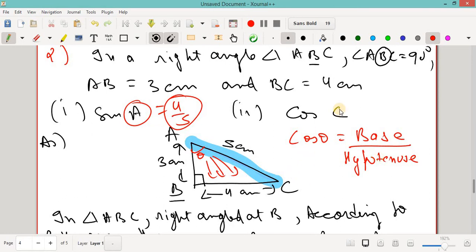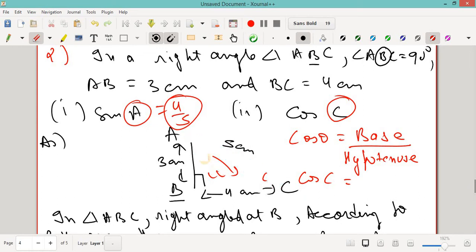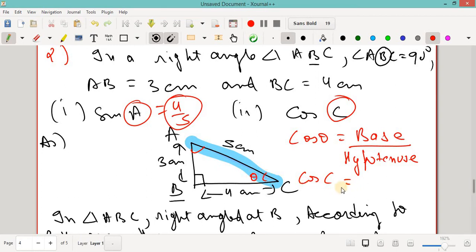Now what is theta? In this case theta is your C, so we are going to write cos C. Let me rub this part of my previous question. Just hold on. In this case angle C is my theta. What is base? I told you the side that is connected to theta. This is hypotenuse, this is fixed. You cannot change it. So base will be 4.